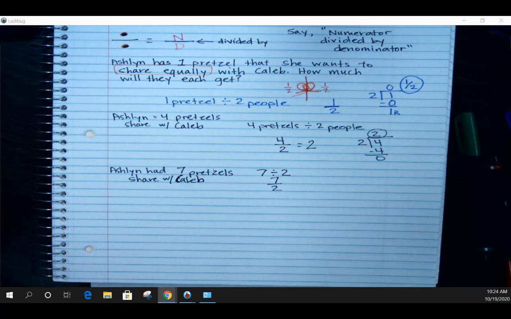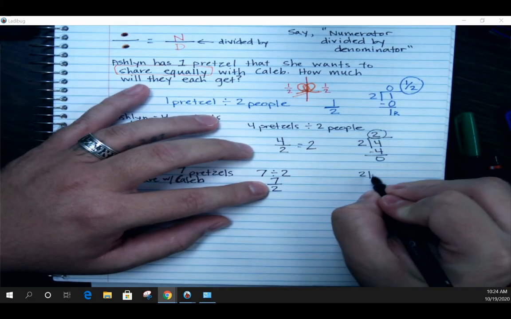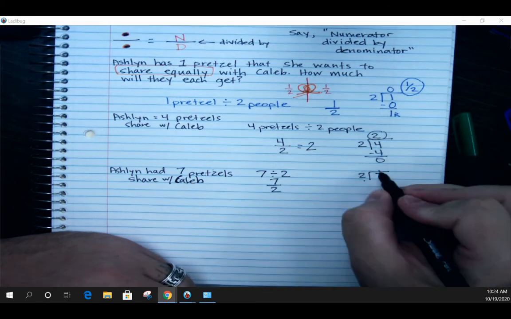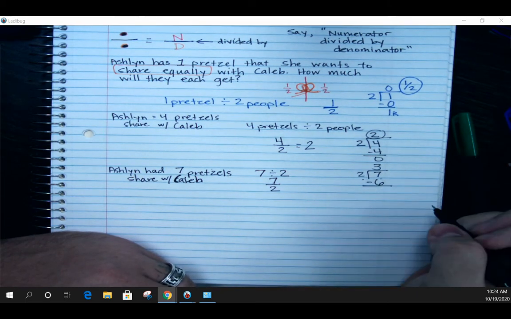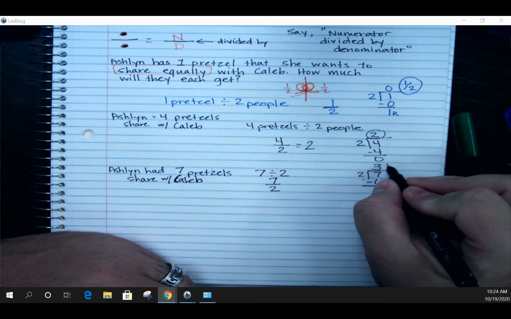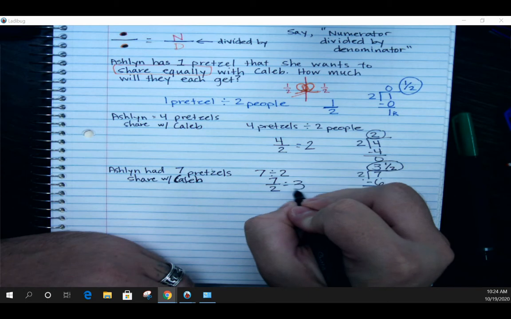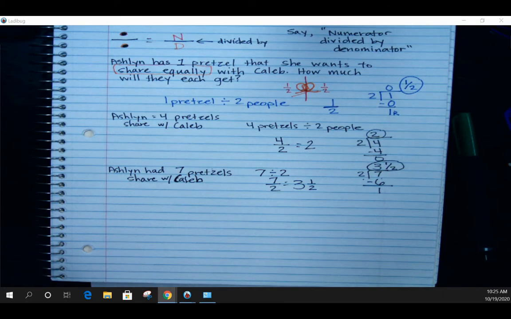So we have to turn it into a mixed number. It looks like this. 2 goes into 7 how many times? 7 divided by 2 equals 3, times 2 is 6. 7 minus 6 is 1. It's 3 and 1/2. They will each get 3 whole pretzels and 1/2. Does that make sense to everybody before we move on?